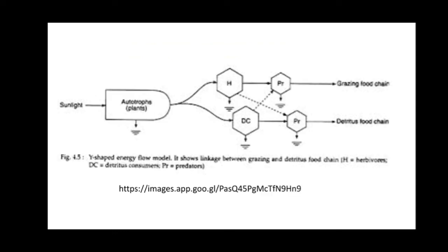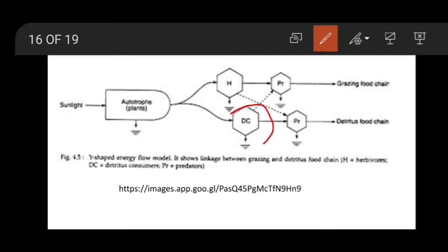Again, this is the diagram of the Y-shaped energy flow model. It shows the linkage between the grazing and detritus food chains, H for the herbivores, DC for the detritus consumers, and PR for the primary producers. So here in this food channel, the grazing food chain begins with the green plant base going to herbivores, and the detritus chain begins with the dead organic matter acted on by microbes and then passing to detritivores and the consumers.